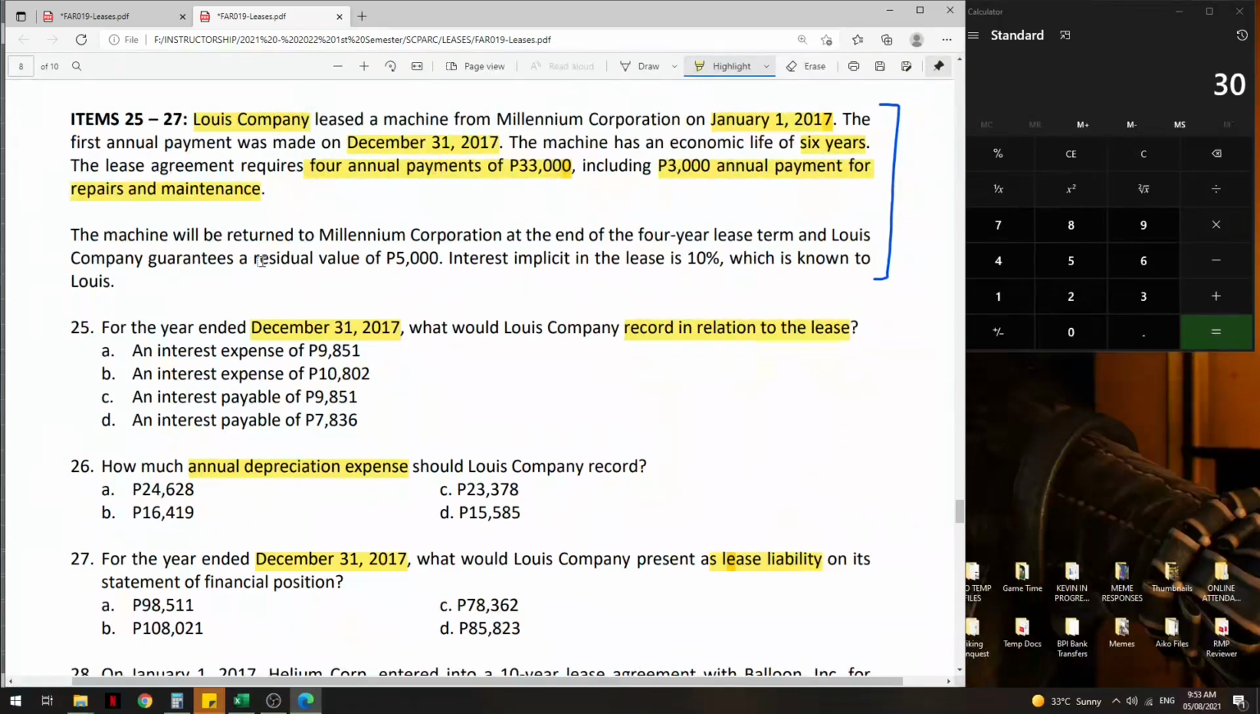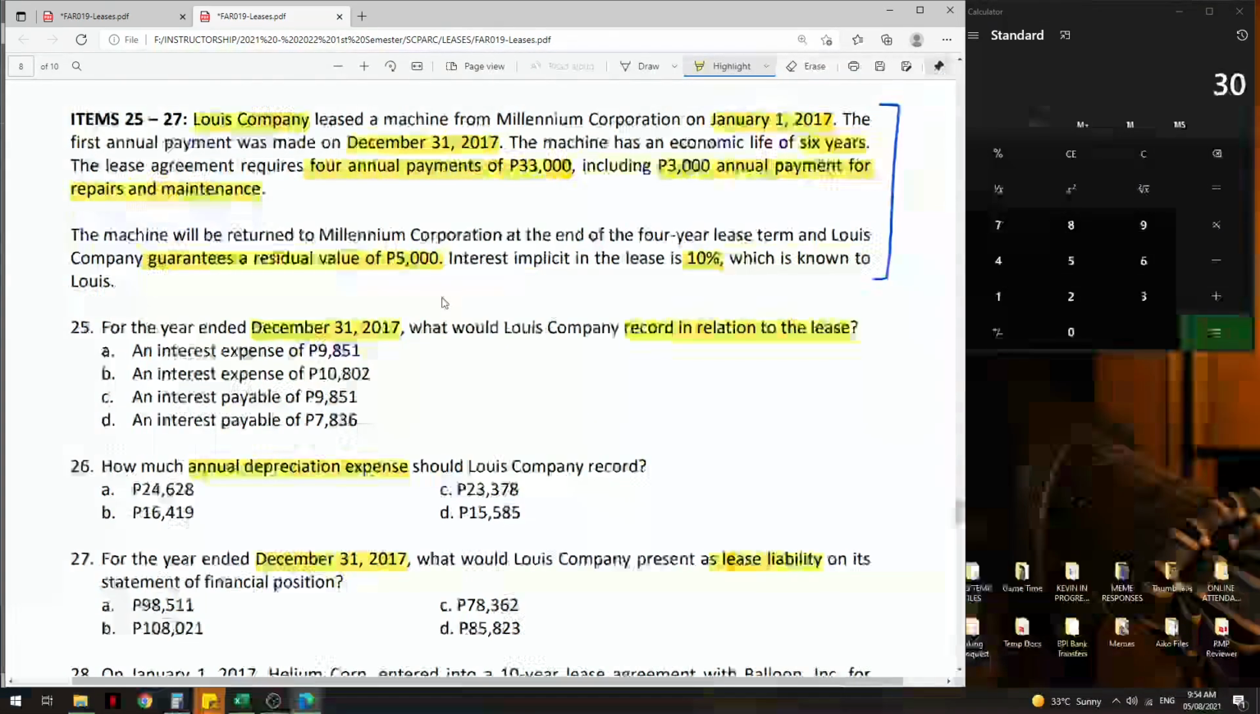And Lewis Company guarantees a residual value of 5,000. Okay, meron tayong guaranteed residual value for a change. Merong addition sa ating lease payments. Also, the implicit term or implicit rate is 10%, which is known to Lewis. Okay, let's start this one with number 25. Una, since interest expense and interest payable po ang tinatanong sa baba, it would be better to start computing ano ang interest expense ng December 31, 2017 before we get into more details.